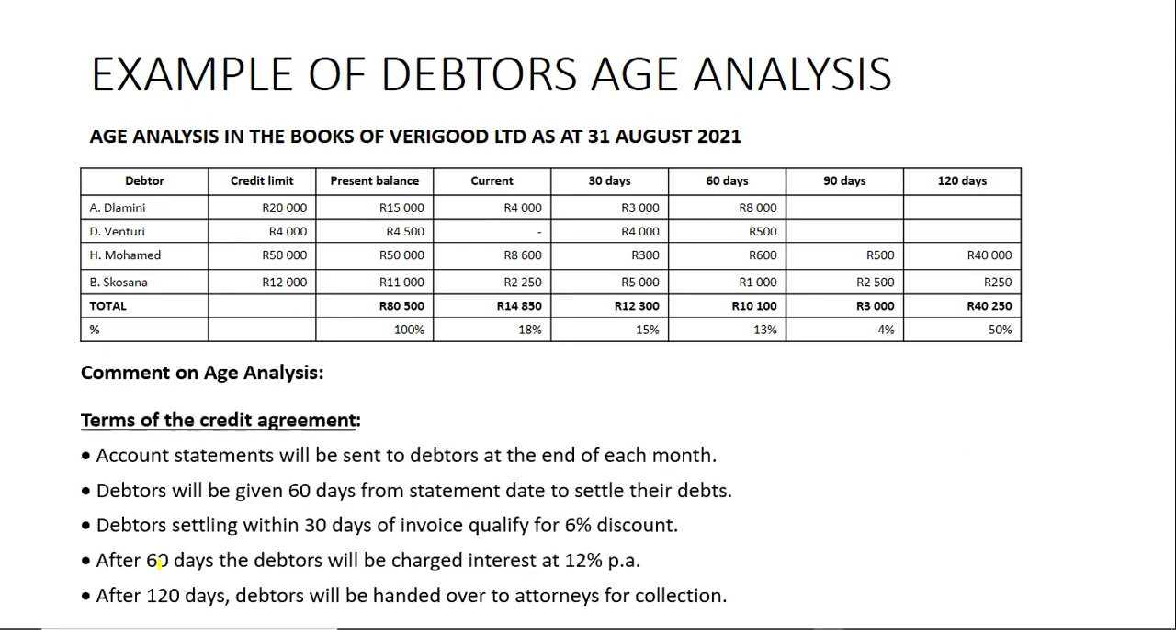Here are the terms that are stipulated, and these are the credit terms of Very Good Limited. Statements will be sent to debtors at the end of each month. Debtors will be given 60 days from the statement date to settle their debts. Debtors settling within 30 days of invoice qualify for a 6% discount. After 60 days, the debtor will be charged interest of 12% per annum. After 120 days, debtors will be handed over to their attorneys for collection.